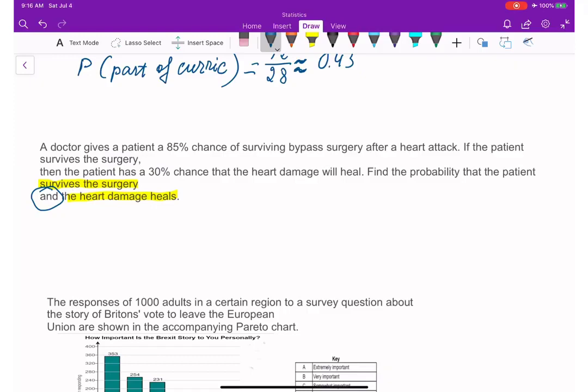So, what is the probability of surviving the surgery?